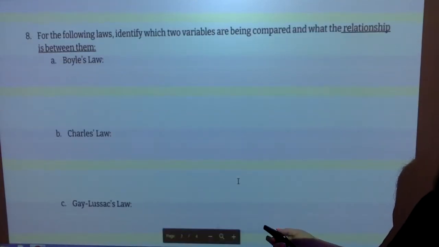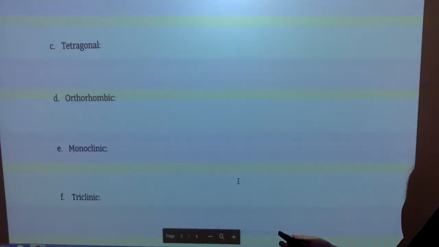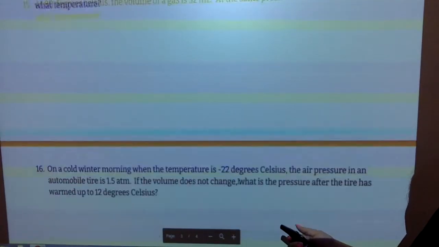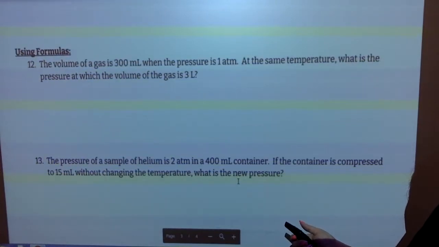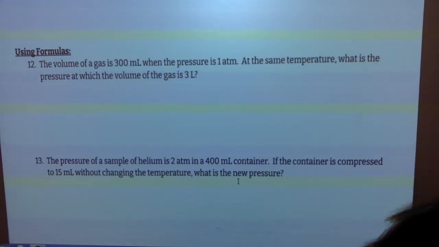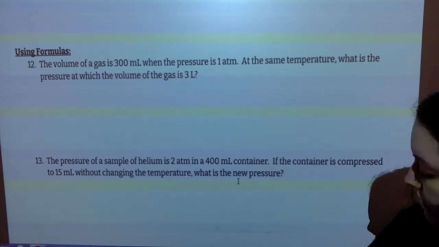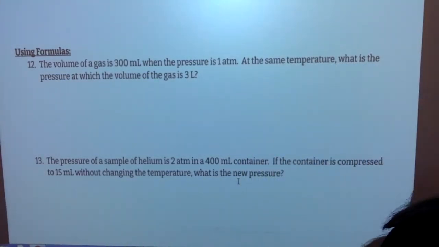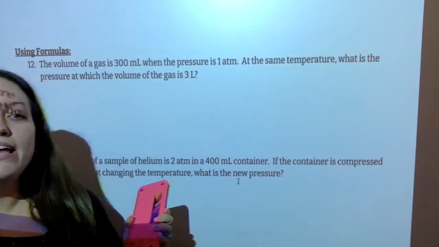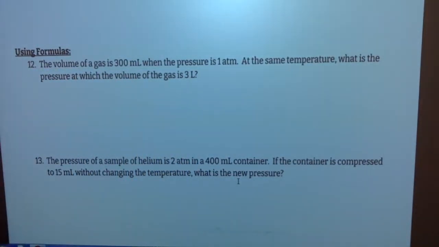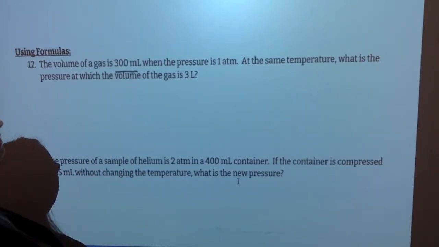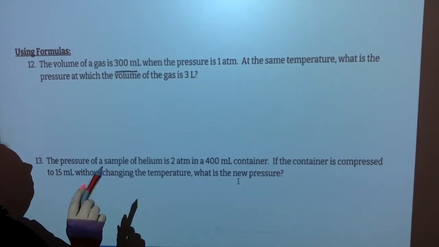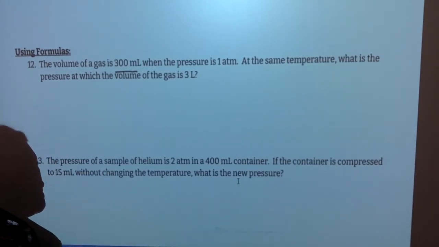So I'm just going to scroll down to the math part and walk through a couple of these with you just real quick so that you kind of have an idea of where to go from here. So let me just make sure I got all this stuff. All right, so number 12, the volume of the gas is 300 when the pressure is 1. At the same temperature, what is the pressure at which the volume of the gas is 3 liters?